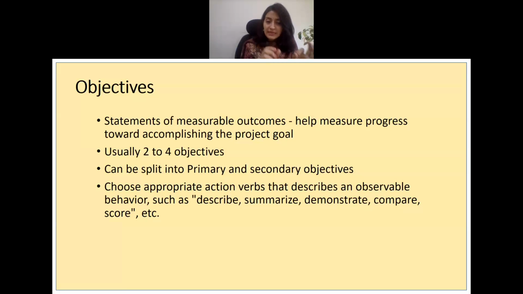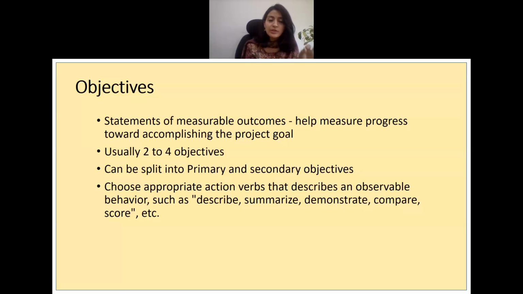Objectives are very specific statements of measurable outcomes which help to measure the progress towards accomplishing the goal of your project. Usually you should have at least 2 to 4 objectives and not a lot of them. If you have more than 3 or 4 objectives, it's a good idea to split them into primary and secondary objectives to highlight the main interest of your study and what you want to derive as a secondary objective. You should always use appropriate action verbs which describe observable behavior, for example, terms like to summarize, to demonstrate, or for comparison of.